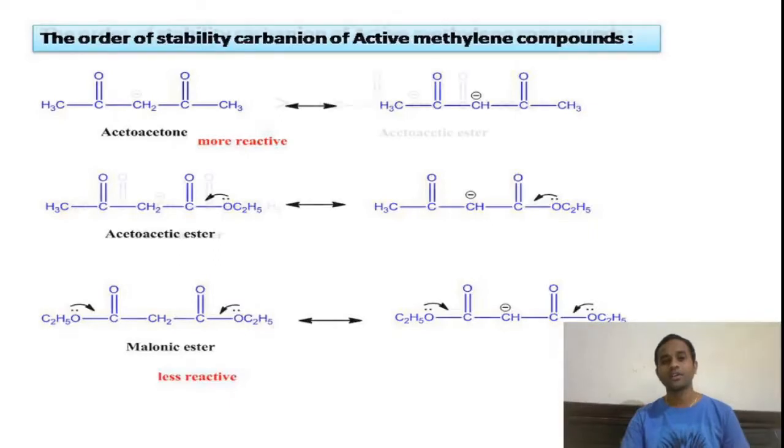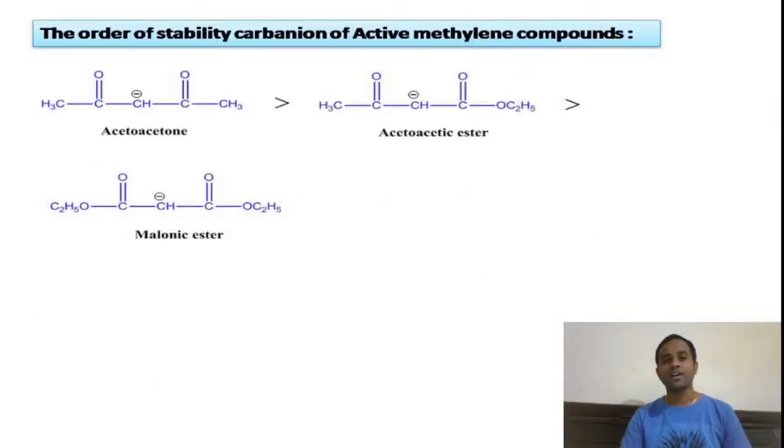So finally, the order of stability: the acetoacetone carbon anion is more stable than the acetoacetic ester, which is more stabilized than the malonic ester. This is the order of stability of the carbon anions of these three active methylene compounds.